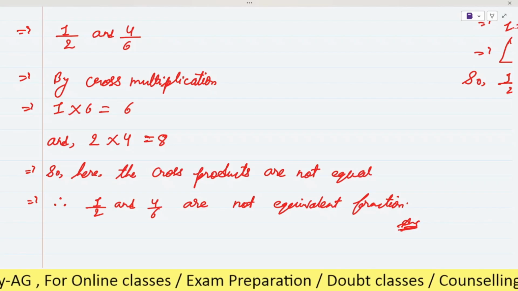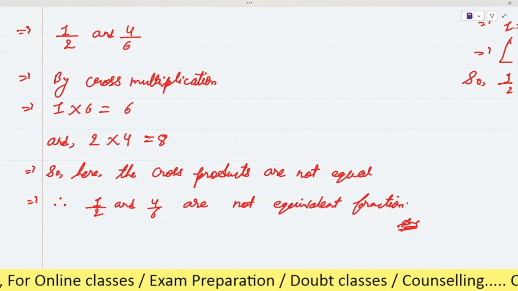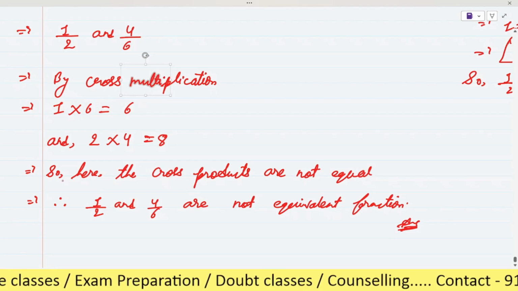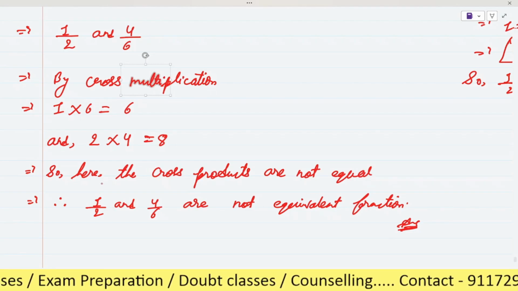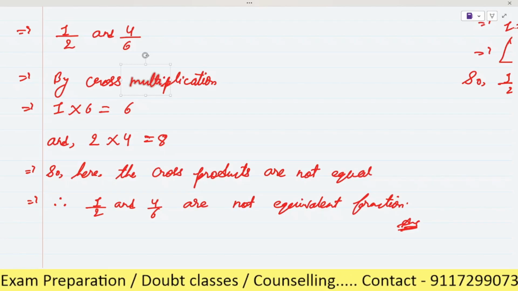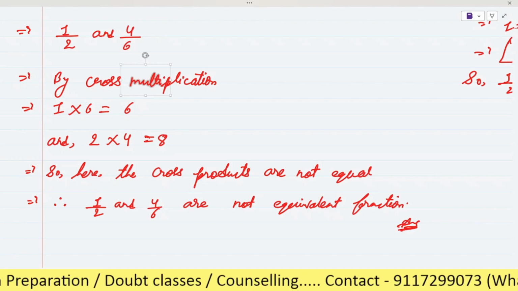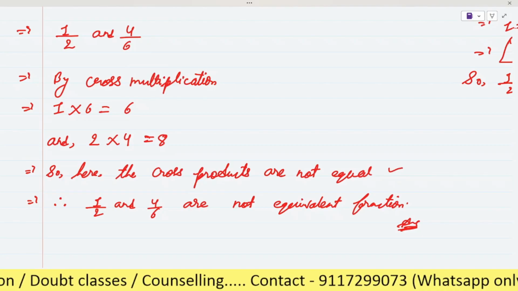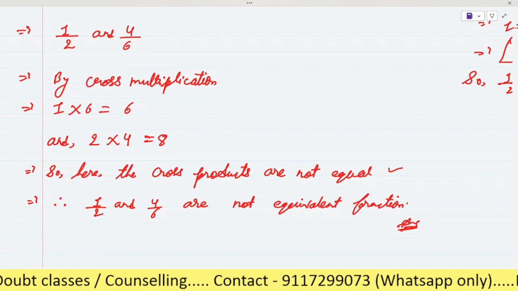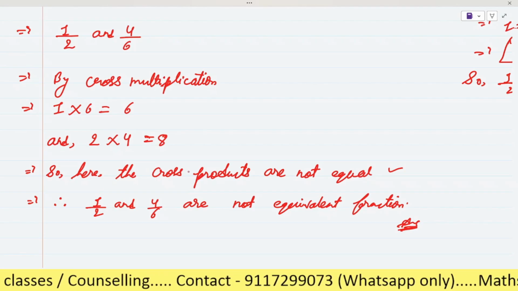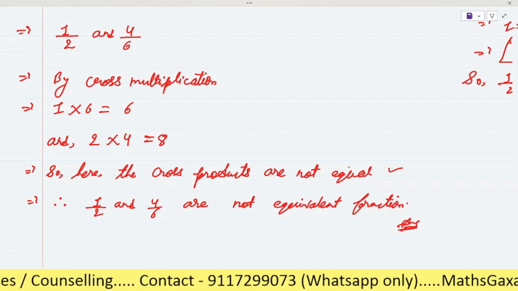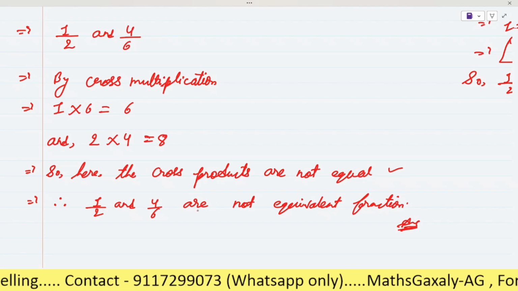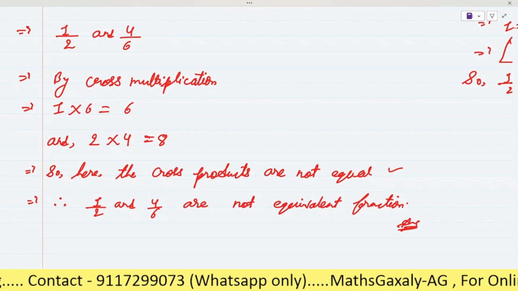If they are equal, then how will we write it? Wait a minute, I am talking about from this line. So here the cross products are equal. At that time we will write: the cross products are equal. Therefore, the given fractions are equivalent fractions.